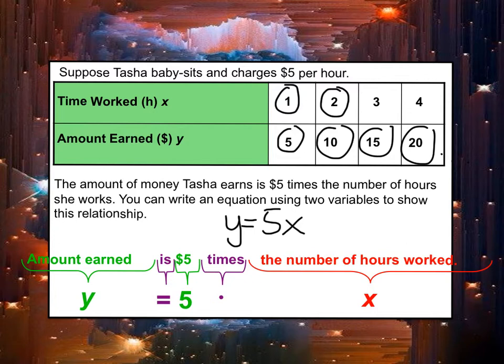So this equation can be used for any number of hours that we want to input. Instead of having to do a long table that goes on for a very long time, maybe Tasha has worked about 100 hours by the end of a couple of months. You don't want to have to do a table of values for 100 different hours worked. Instead, you can take 100, substitute that in for X, and then find out exactly how much money Tasha would make after babysitting for 100 hours.